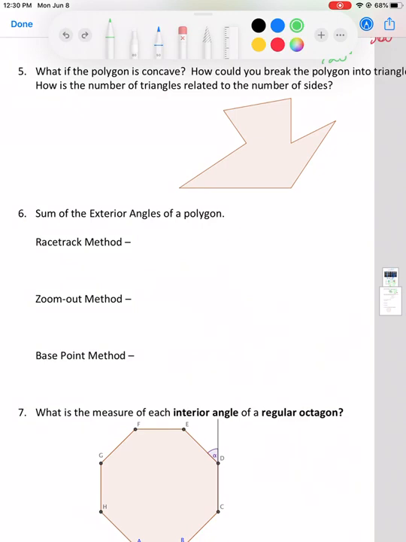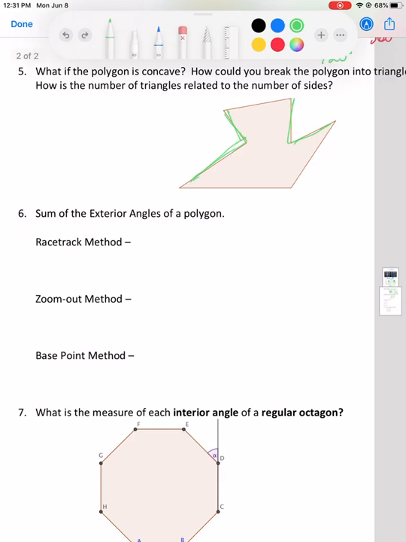Okay, for number 5, what if the polygon is concave? How can we break the polygon into triangles, and how does the number of triangles relate to the number of sides? Alright, so concave polygons, just so you can remember, are polygons that have angles that go inside the figure. Or if you draw 2 points in the figure, the segment between them will cross outside the figure. That's the definition of a concave polygon. The convex polygons are the ones that we are normally working with, like the octagon down in number 7.